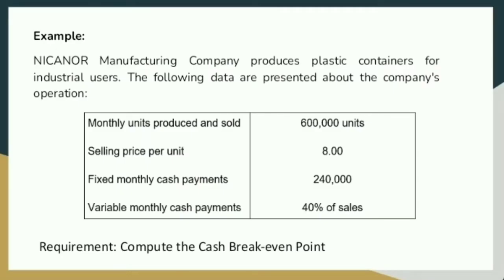Nicanor Manufacturing Company produces plastic containers for industrial users. The following data are presented about the company's operation. Screenshot lang balik para dili maglibog. So requirement, compute for the cash break-even point. Monthly units produced and sold 600,000 units, selling price per unit 8, fixed monthly cash payments 240,000, and variable monthly cash payments 40% of sales.